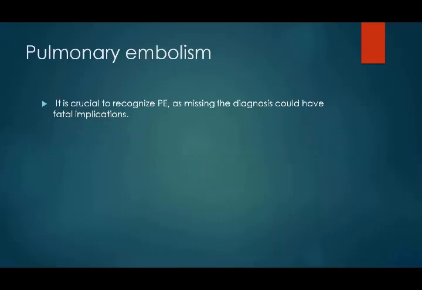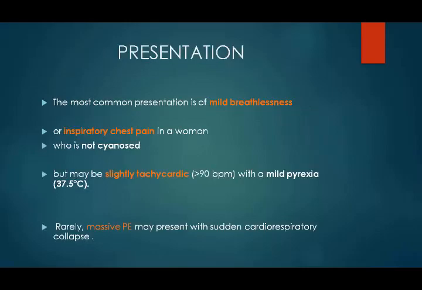Now, coming to pulmonary embolism, it is crucial to recognize it, as missing the diagnosis could have fatal implications. How can a patient with a pulmonary embolism present? The most common presentation is mild breathlessness or inspiratory chest pain in a woman who is not cyanosed, but may be slightly tachycardic, more than 90 beats per minute, with a mild pyrexia. So the features which can come across with pulmonary embolism are mild breathlessness, inspiratory chest pain, slight tachycardia, and a mild pyrexia.